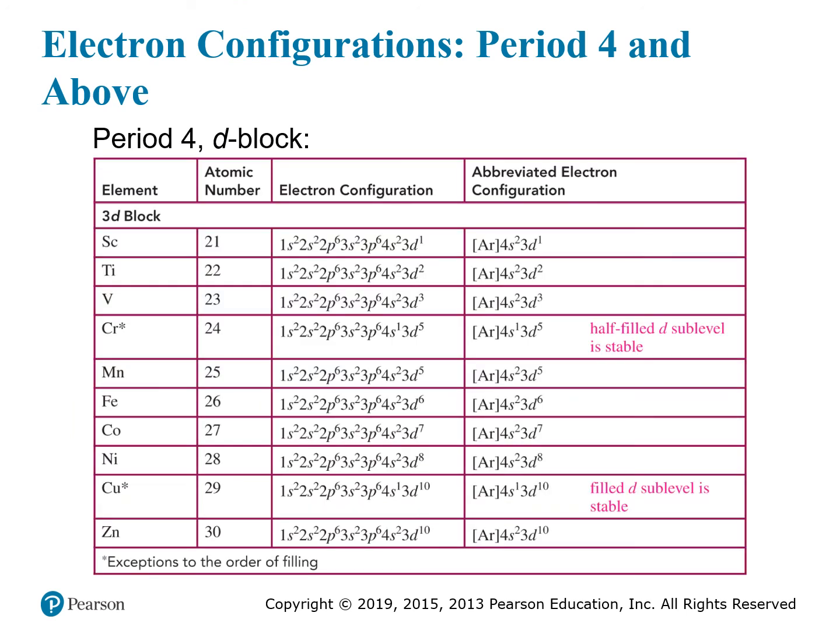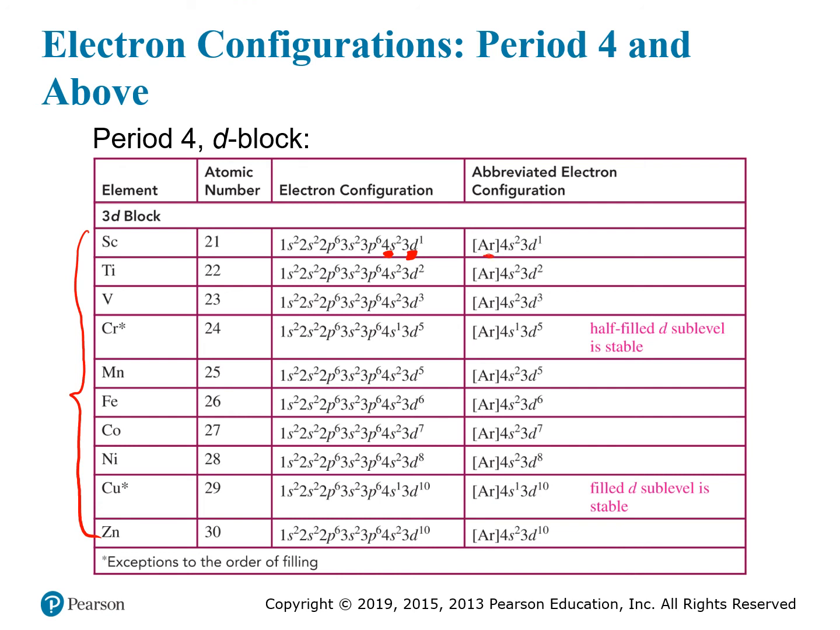In period 4, then we also have the d block. But remember, with the d block, the energy level is offset from the p block. So after the 4s orbital is filled, we go back to the 3d orbital. So we go from n equals 4 back to n equals 3 to fill up the d sublevel. And the d sublevel is, again, 5 orbitals, and each orbital can hold 2 electrons, so that's a total of 10 electrons, which is why the d block is 10 electrons wide. From scandium to zinc is 10 columns.